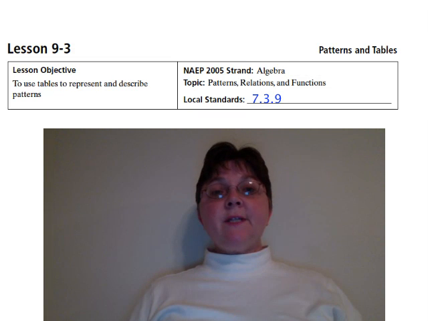Today's lesson is patterns and tables. We're going to use tables to represent and describe patterns. The Indiana Academic Standard is 7.3.9.